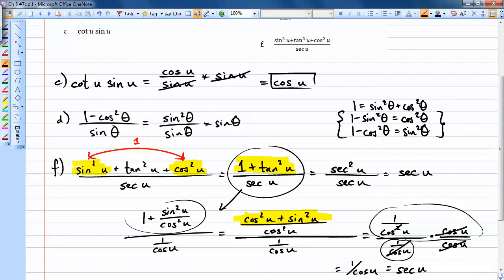So there's another way of doing it. You can see it's a lot longer if you don't start to recognize that this turns into that. Okay, hope that helps.